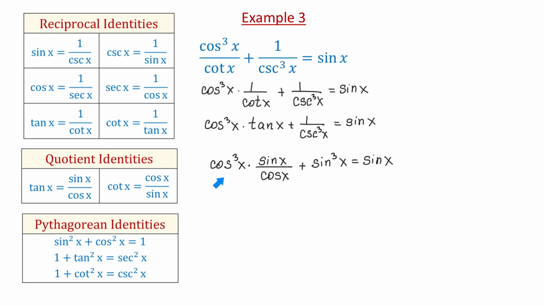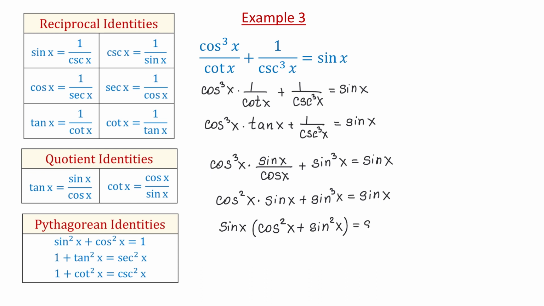Now on the left side, cosine cubed of x divided by cosine of x is cosine squared of x. Then we will have cosine squared of x times sine of x plus sine cubed of x equals sine of x. Now on the left side we have two terms and they both have sine of x. So let's factor it out. Then we will have sine of x parenthesis cosine squared of x plus sine squared of x equals sine of x.